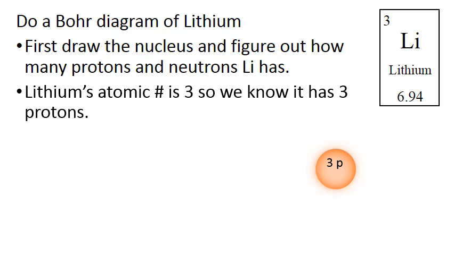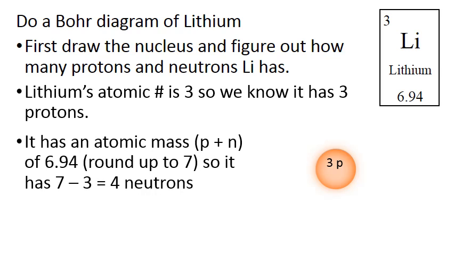And next we need to figure out how many neutrons it has. It has an atomic mass, which is protons plus neutrons, of 6.94. So we round that up to 7. So it has 7 minus 3 neutrons, which is 4. So, long story short, take the big number, subtract the small number, you get the number of neutrons, 4.